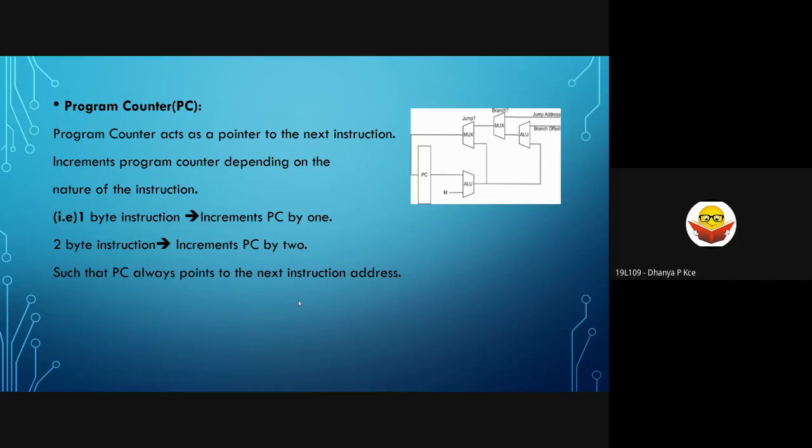Thank you so much. Here, program counter acts as a pointer to the next instruction. We had already seen it increments depending on the nature of the instruction. Depending upon the bytes occupied by that instruction, it will increment the program counter. If it's a 1-byte instruction, it will increment by 1. If it's a 2-byte instruction, it will increment by 2, such that the program counter always points to the next address. Let's summarize what we have learned.